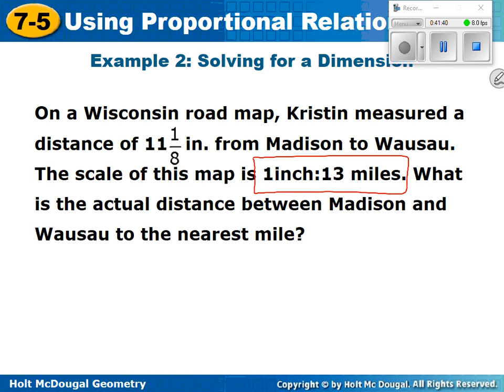Now this is probably way back before the day of GPS. So Kristen doesn't have a phone that she can type her location into that's going to tell her, hey, you're this far from your location. She has a paper road map in her car, and she has a handy dandy ruler. She's able to look at her road map and say, this is 11 1/8 inches on my paper. I need to figure out how many miles I have to drive. Okay, so this is very old school, but bear with me.